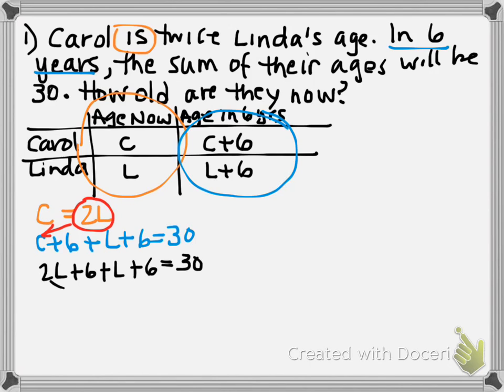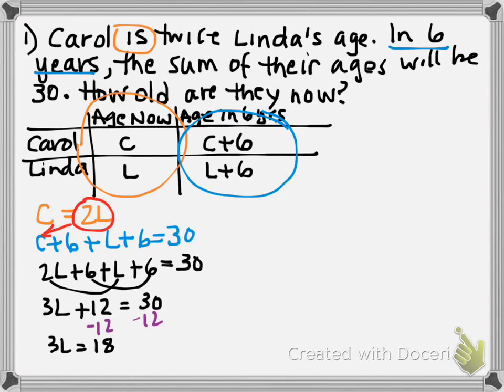So I'm going to look for like terms. I get 3L plus 12 equals 30. And then I just do opposite operations. I'm going to subtract 12 from both sides. And I get 3L is equal to 18. And then I divide both sides by 3. And I get L equals 6.